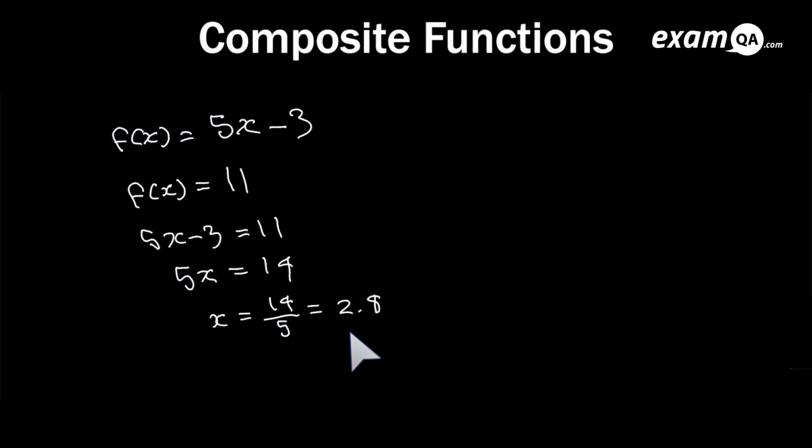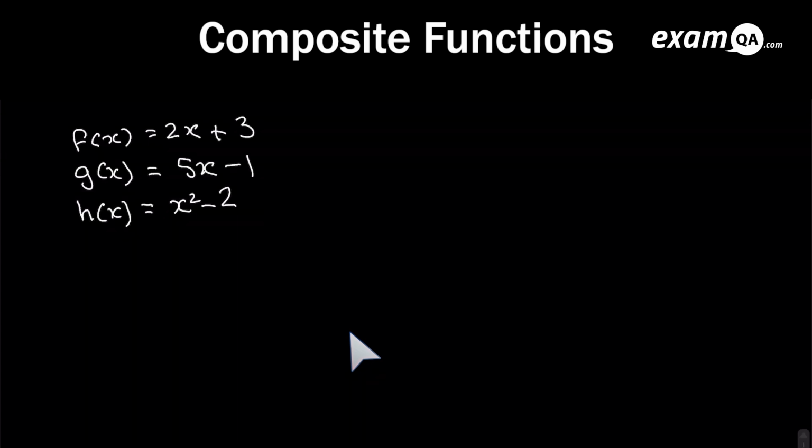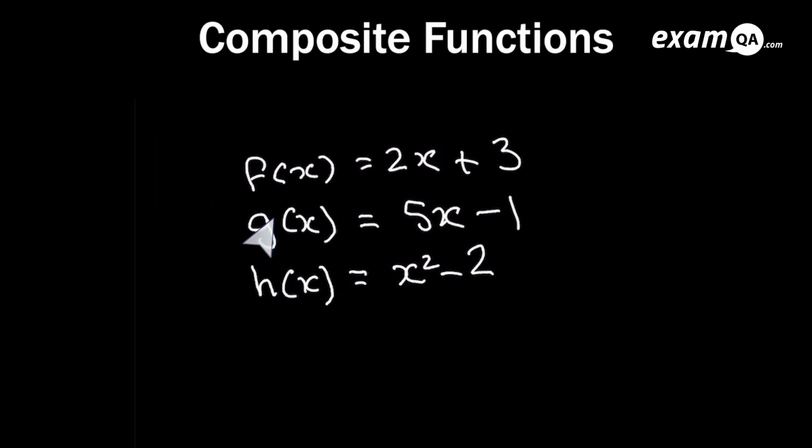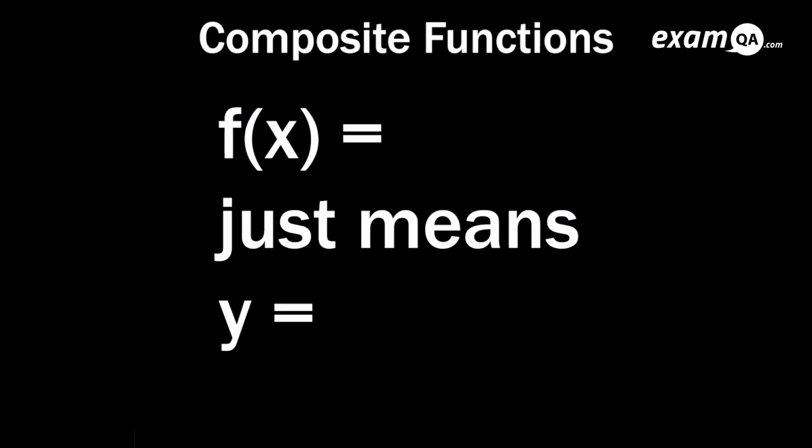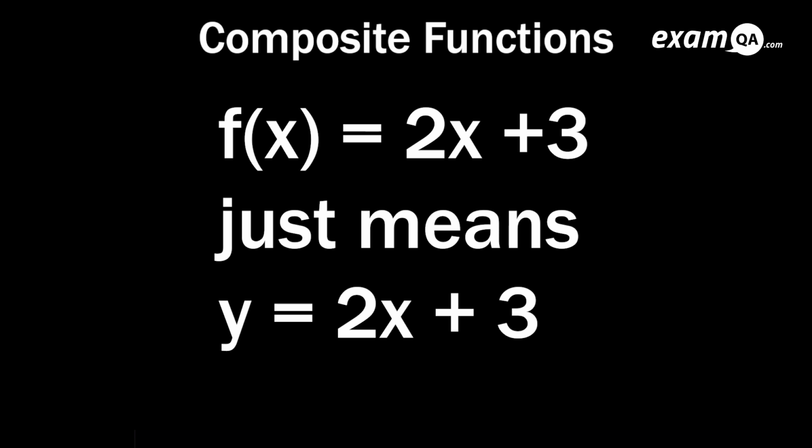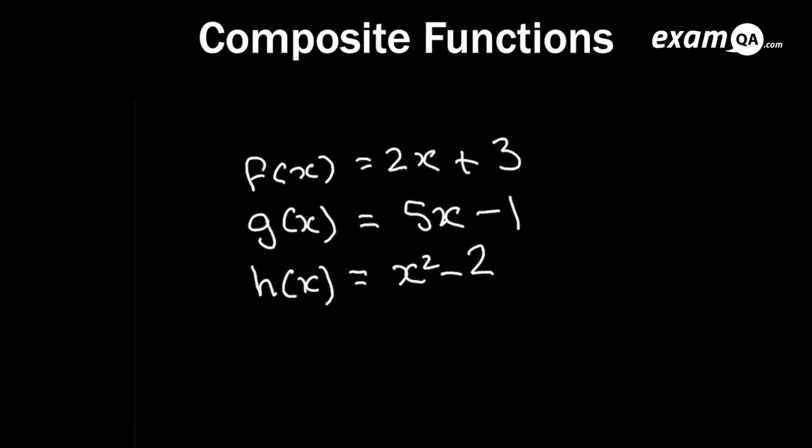Okay, let's start looking at composite functions. Now here I've got 3 functions, f(x), g(x) and h(x). Now remember, in each case with f(x), g(x) and h(x), it means just y equals. Of course we had to give them different letters because they are different functions. We couldn't call them all f(x).